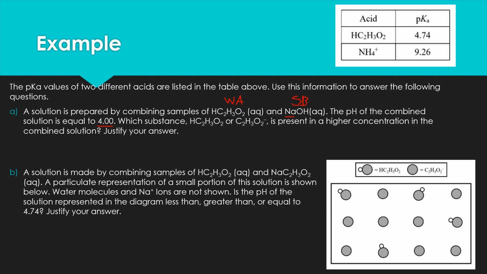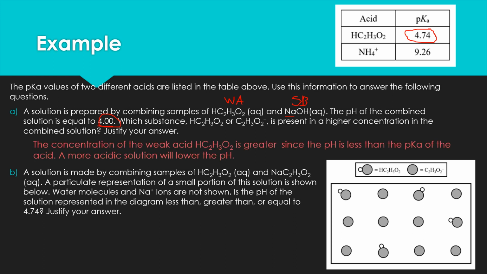So which substance, the weak acid or its conjugate base, is present in a higher concentration in the combined solution? Justify your answer. So we can look up here at the table and see that the pKa of the acid is 4.74. We can see that our value of 4 for our pH is less than that. So when it's less than our pKa, we know that that's on the more acidic side. As we go smaller on our pH scale, we're becoming more acidic. So we have to have more acid present.